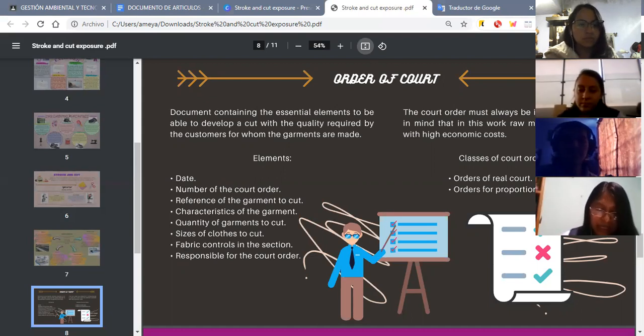There are two types: order of real cut and order for proportional cut. I'm sorry.